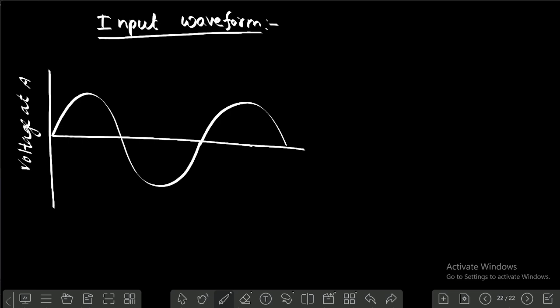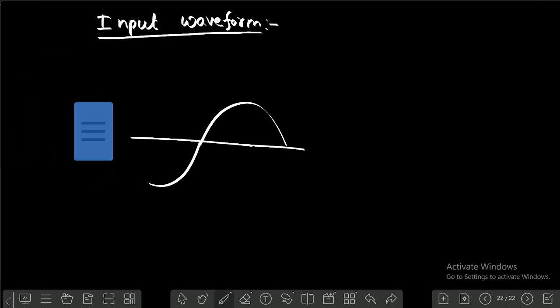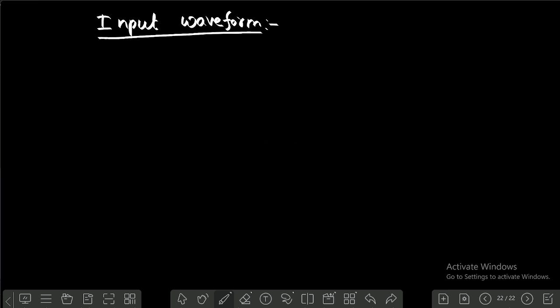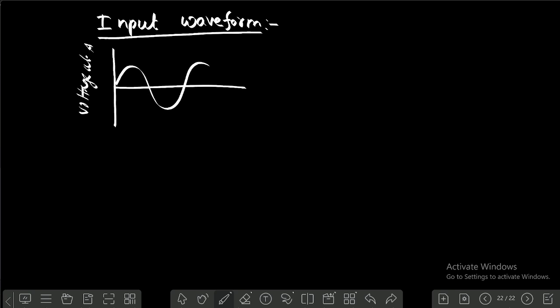Draw the input and output together, with the output below. That will be better. Draw a little small picture. Listen carefully. Here, voltage at A. The diagram should be like this. Now this is your input AC, the input alternating current with respect to time. Draw two cycles. I have drawn two cycles.